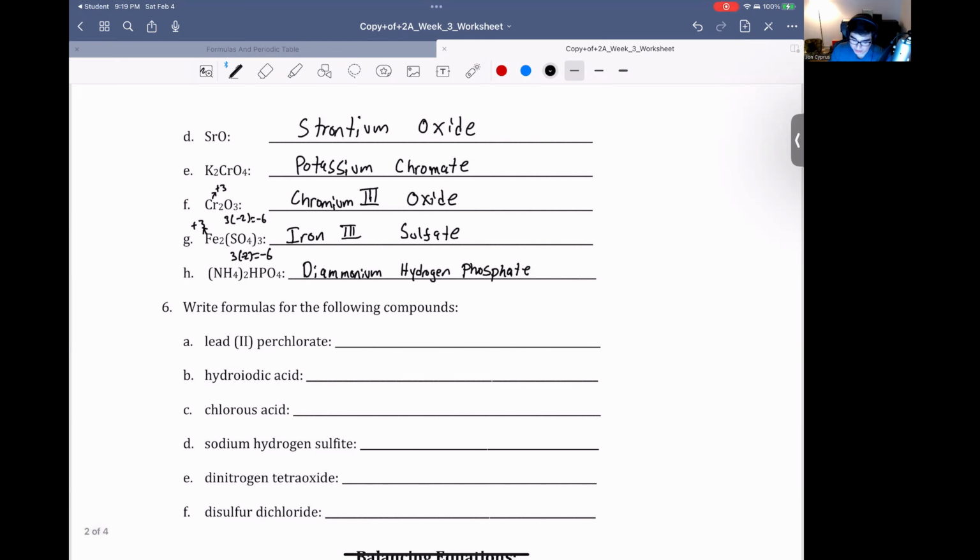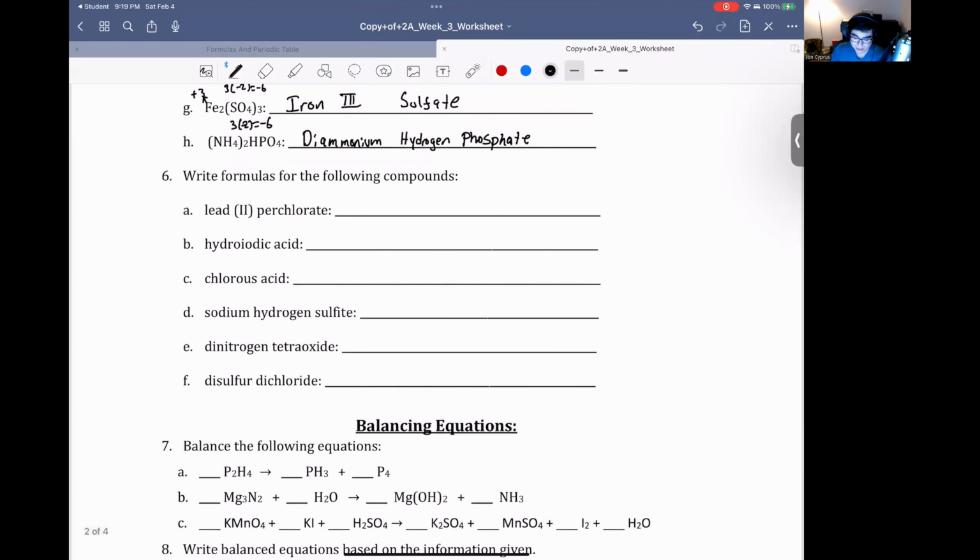All right, number 6, it says write formulas for the following compounds. So we have lead 2 perchlorate, right? So we know lead is Pb and it's a +2. Perchlorate is a ClO4. So perchlorate has a -1 charge.